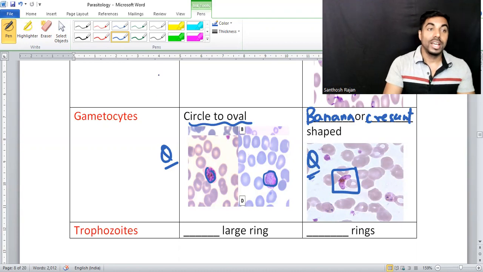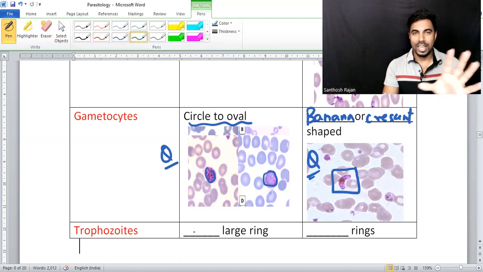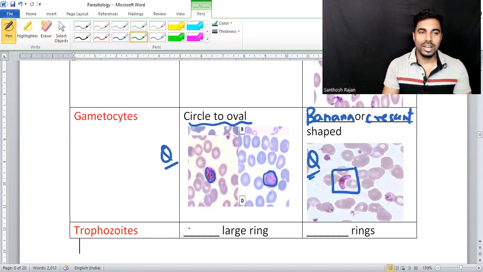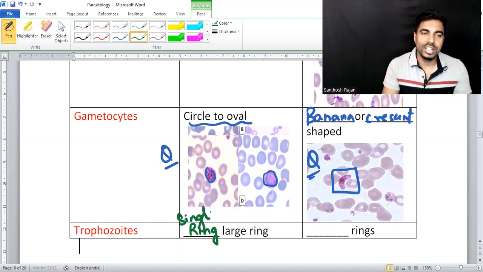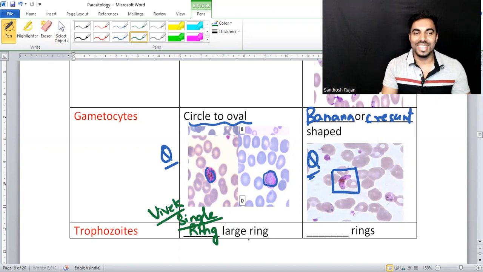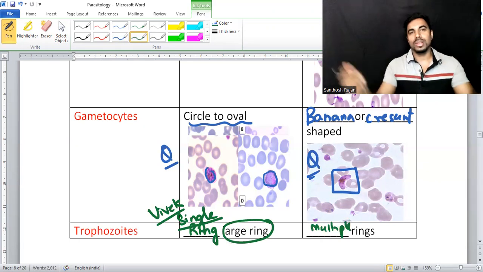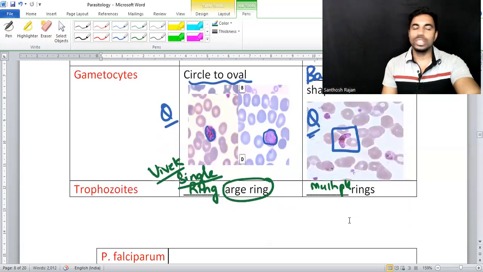Okay, rings. Rings are a bit different here because of the young RBCs, I told you. Here the trophozoites, the rings, are really large rings. They are single. Vivax is single, okay? Remember, Vivax is young and single, so young RBC and single, so a large ring will be there. But here, multiple rings. You can see multiple rings. Falciparum always has multiple rings. Okay, that's it. So these are the important things.